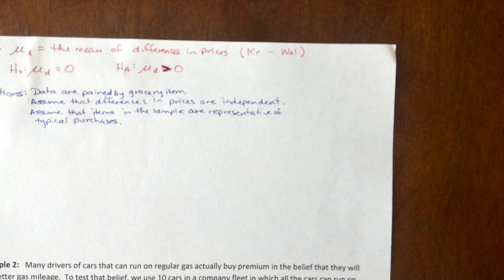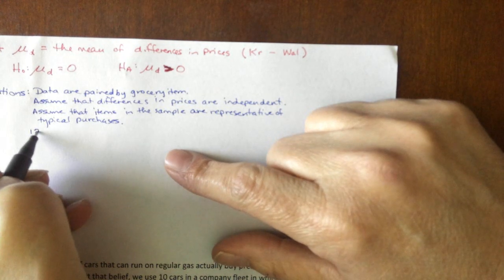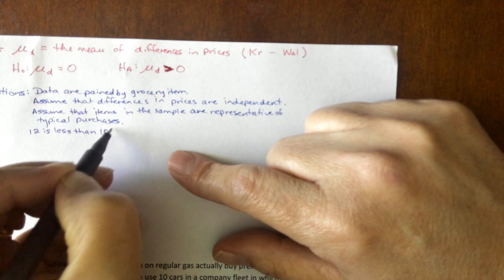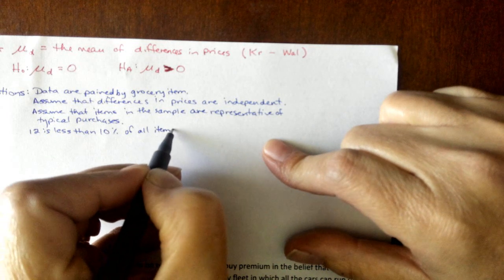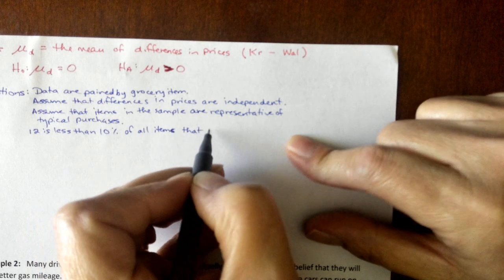Okay, 10% condition. Definitely 12 grocery items is less than 10% of all items. So 12 is less than 10% of all items that can be purchased.